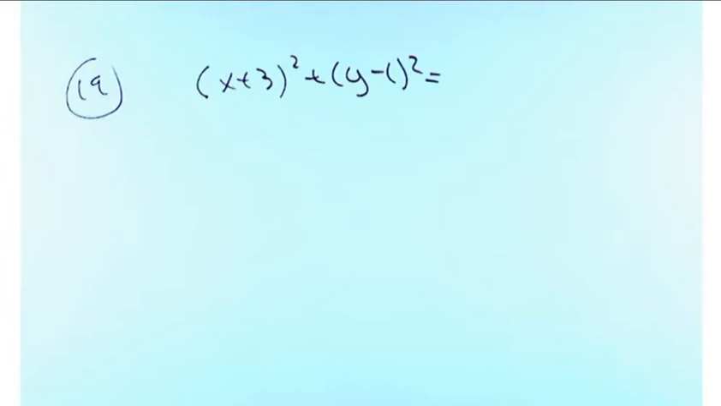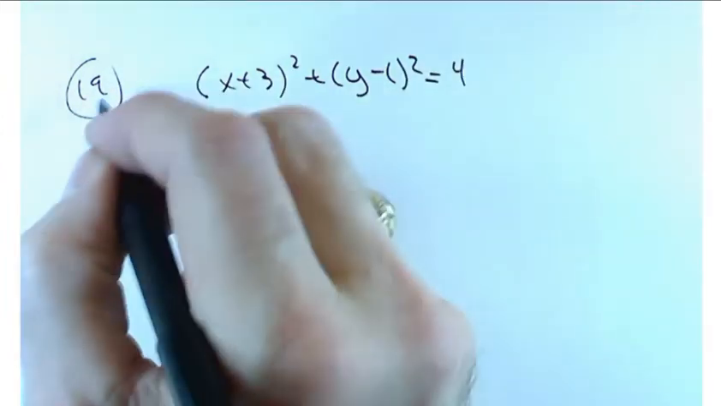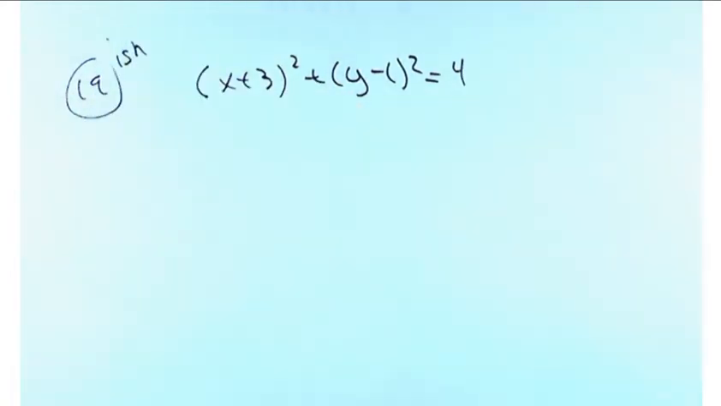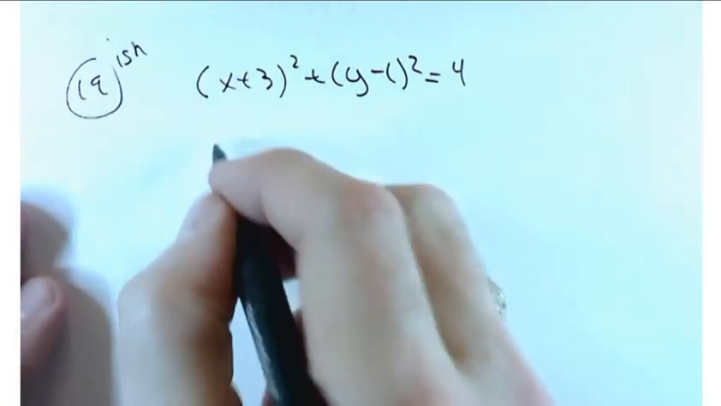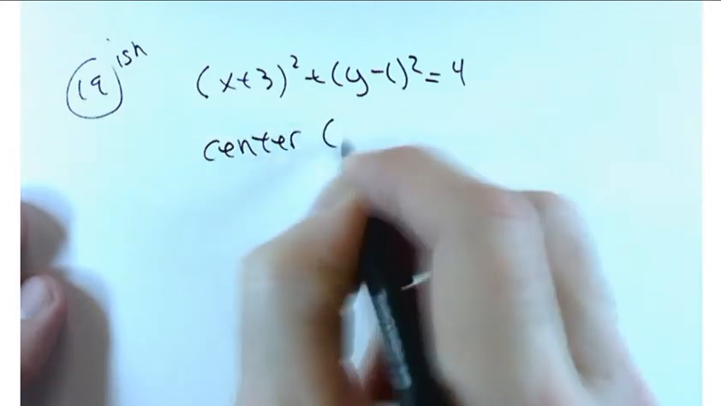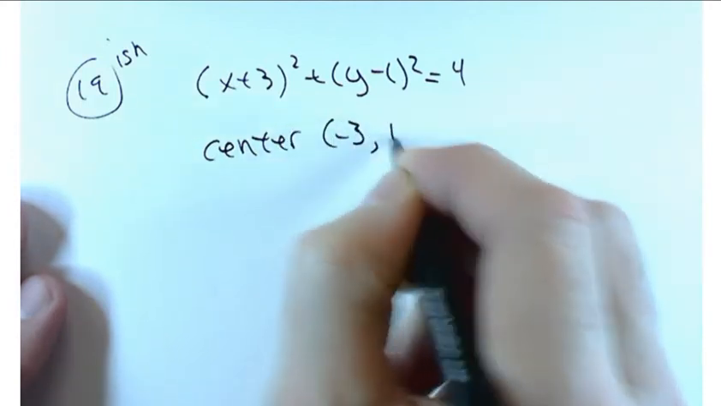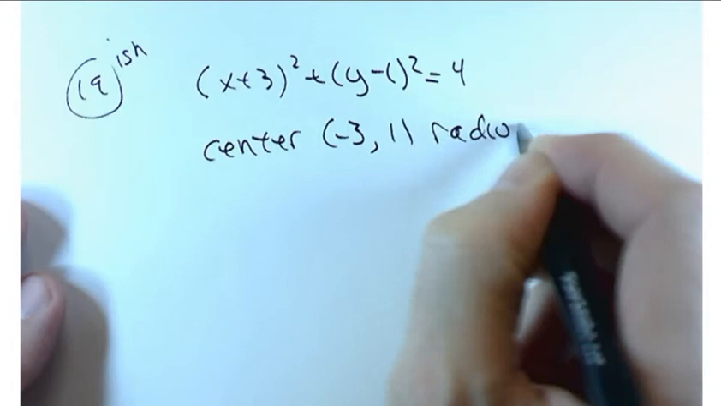Equals, where was it? 16? You know what? Just for my convenience, I'm going to make that 4. So this is problem 19-ish. What's the center of this circle? Good. -3 and 1, and the radius is 2.